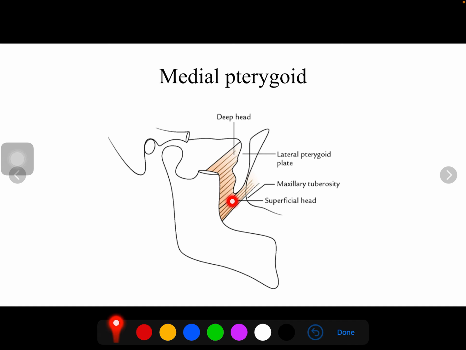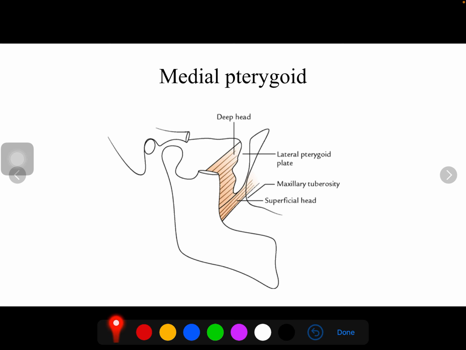The superficial head arises from the lateral surface of the pyramidal process of palatine bone and from the maxillary tuberosity. Then the insertion. The medial pterygoid is inserted by a strong tendon into the roughened area on the medial surface of the ramus of mandible below the mylohyoid line, including the medial surface of angle of mandible.